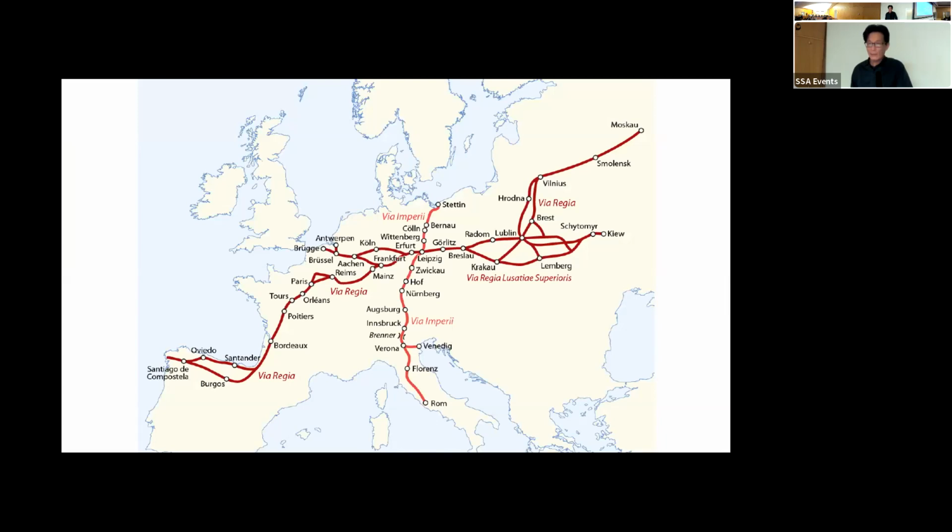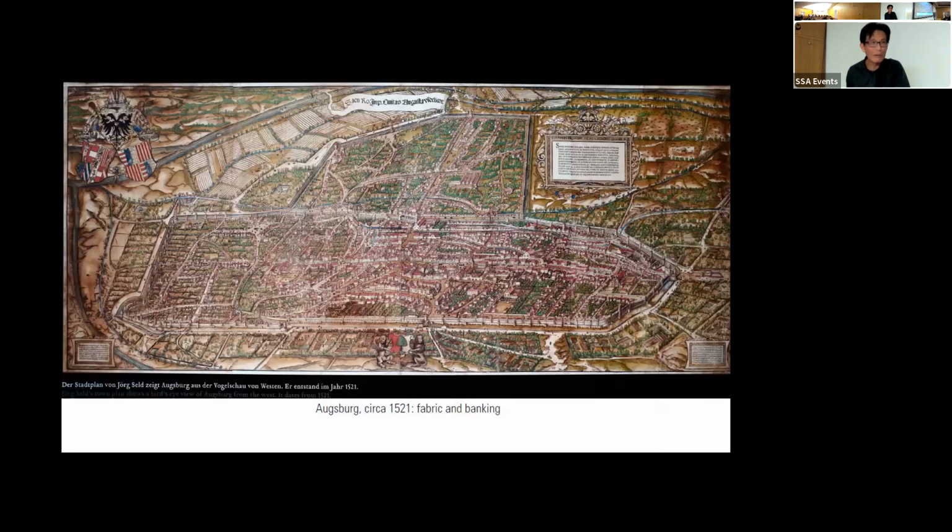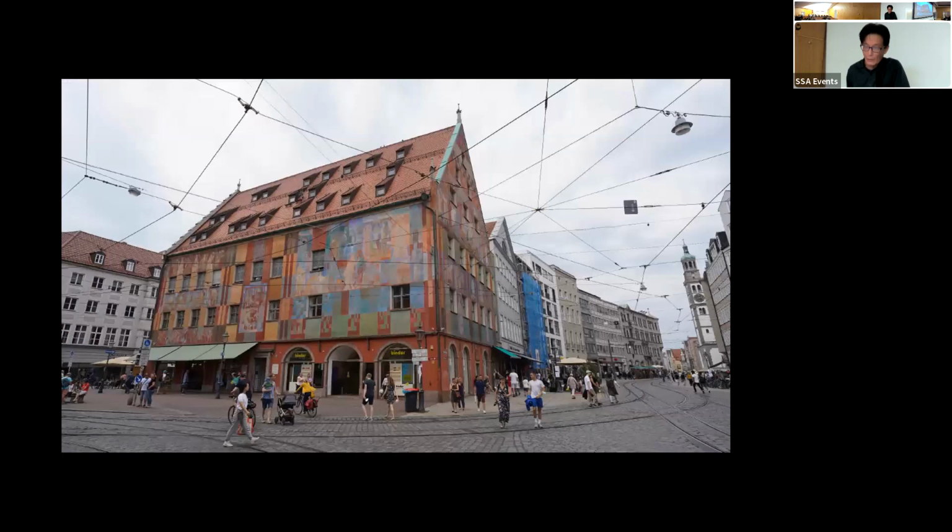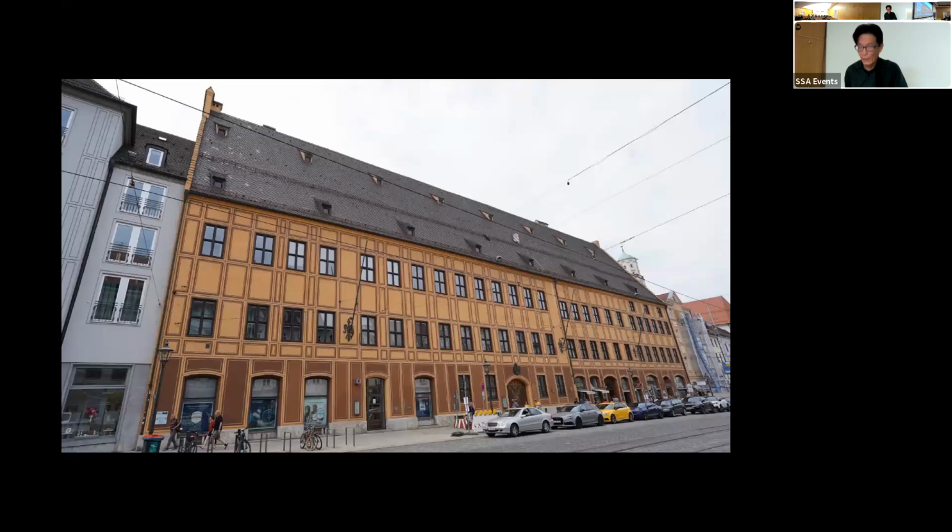So he used the ancient Roman roads up and down across, and particularly from Venice to his hometown, Augsburg, where the family developed their wealth on weaving. This is the Association of Weavers in Augsburg. And this is the family palace in Augsburg. It's pretty large and very impressive, imposing.